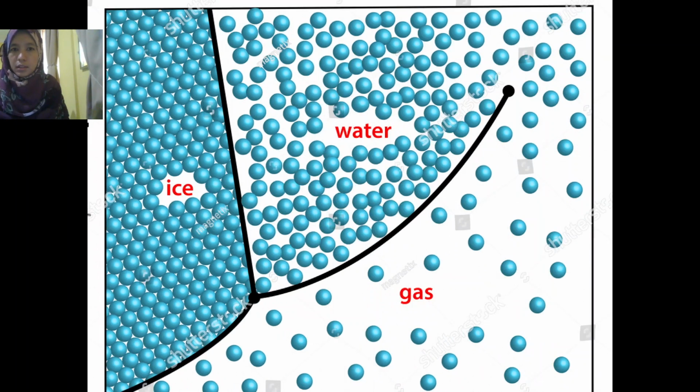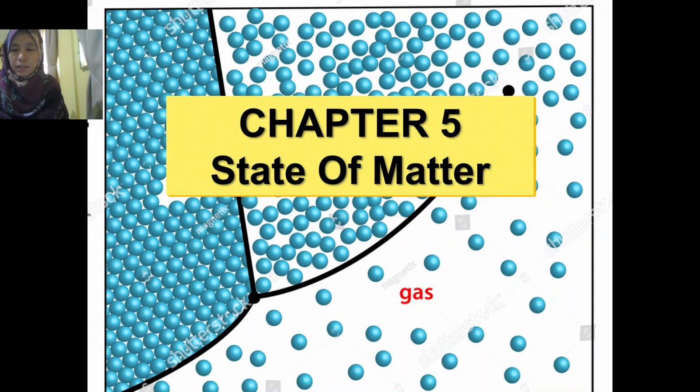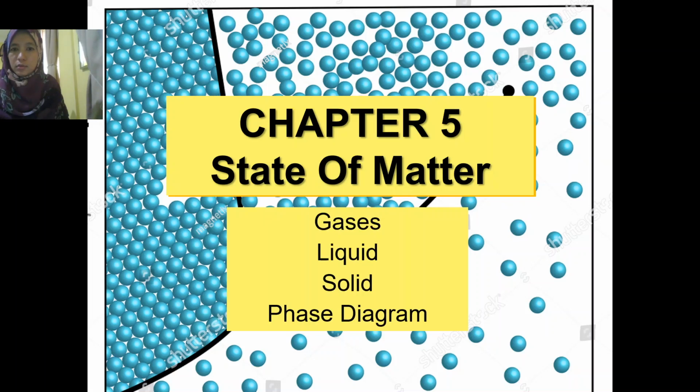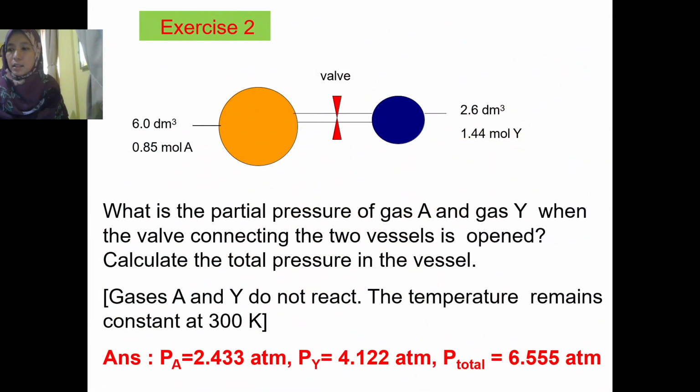Okay, so kita akan go through soalan yang dah bagi dalam lecture hari tu. So untuk gas, okay, exercise 2. Okay, given the partial pressure, given ada dua valve sini, 6 liter 0.85 mol, so this one 2.6 decimeter cubic, 1.44 mol Y. So what is the partial pressure of each gas when the valve is open?